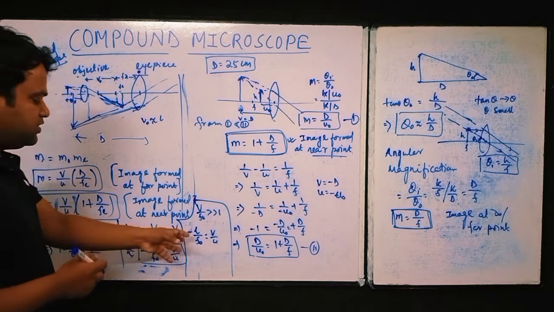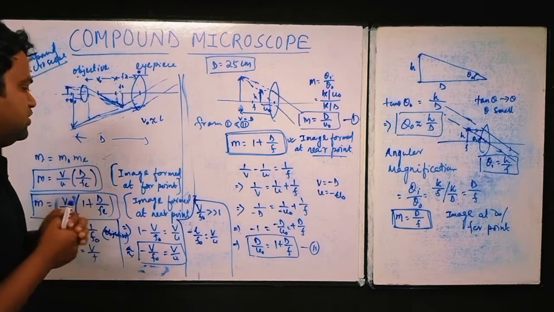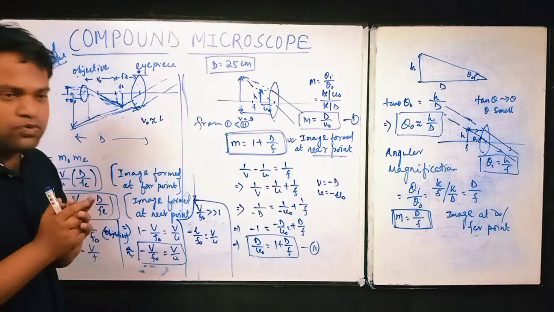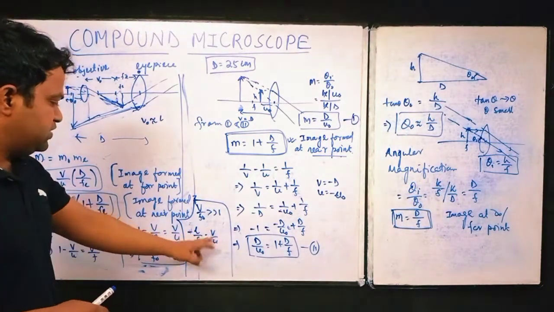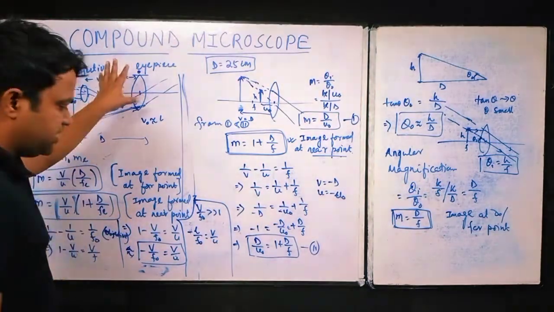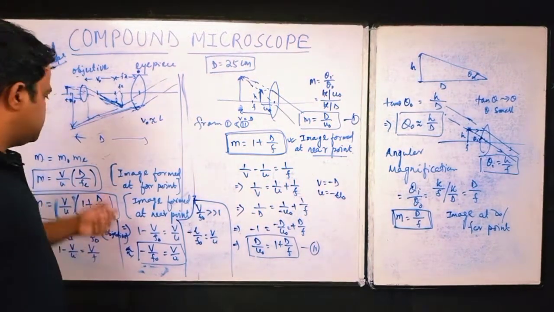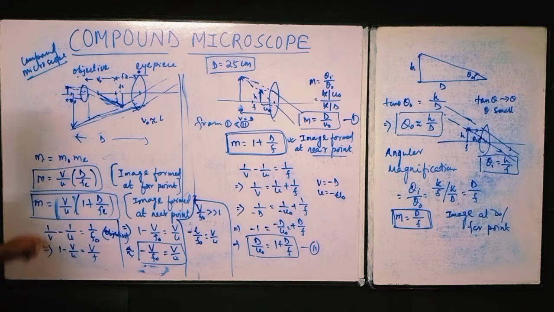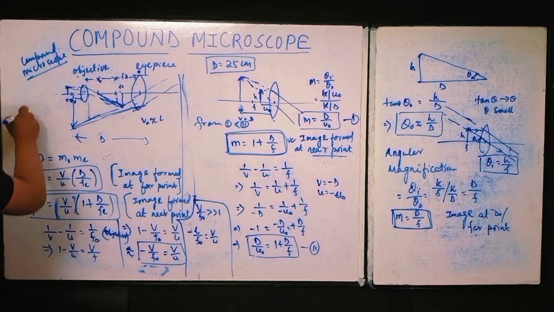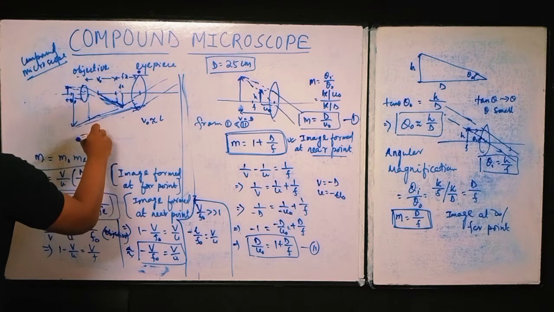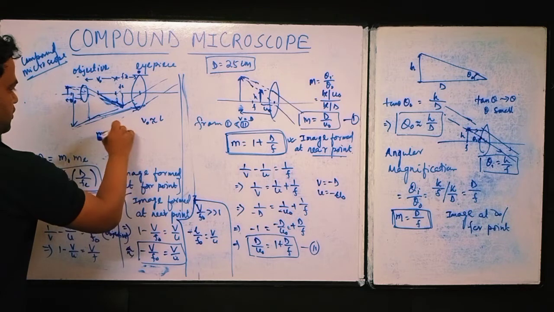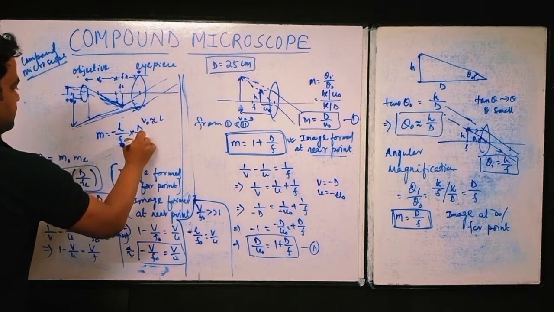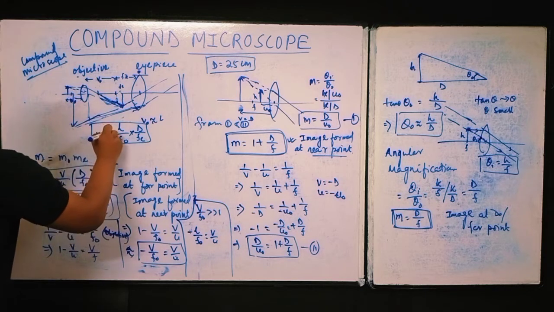Sometimes, because the result will not change much, the magnification you get won't change if you use L by F0. Sometimes the length of the tube is given instead of V by U, and the focal length of the objective is given in the numerical. The question will be asked to calculate the magnification. Instead of V and U, the length of the tube will be given. So for that case, you can use M equal to minus L by F0 into D by FE. So this will be your magnification formula approximately, right?